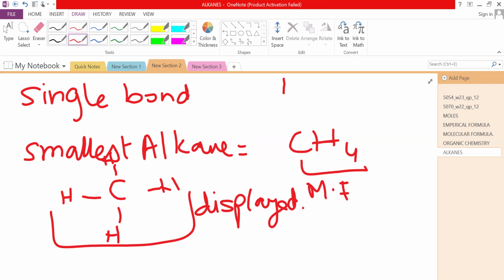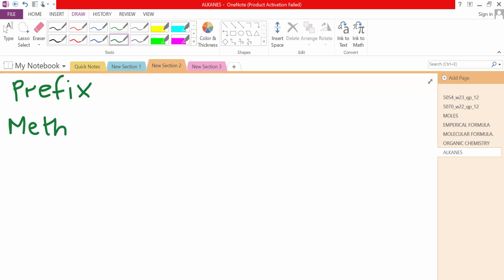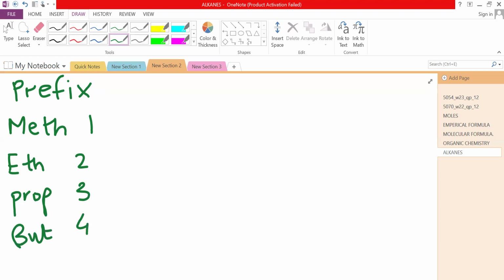To make organic chemistry easy, you have to memorize a few prefixes from 1 to 10. They aren't given in the exam. First one is meth, which means 1. Second is eth, which means 2. Third is prop, which means 3. Fourth is but, which means 4.